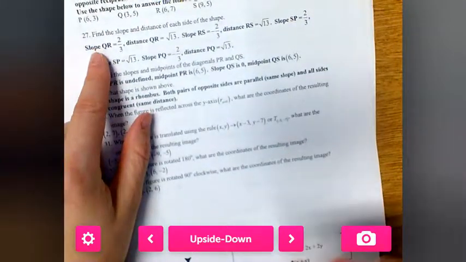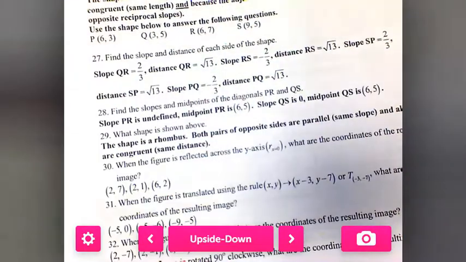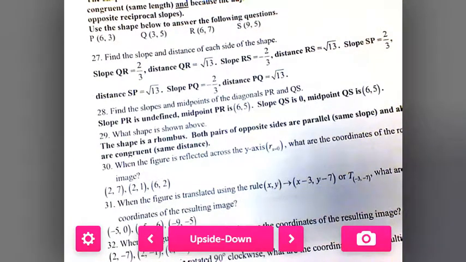Now, we've done the first page. So we are on problem 27. Okay, 27, I'm going to zoom in a little bit. 27, the slope of QR is 2/3, the distance is square root 13. The slope of RS is negative 2/3, the distance is square root 13. The slope of SP is 2/3, the distance of SP is square root 13. The slope of PQ is negative 2/3. Oops, excuse me. And the distance is square root of 13. Okay.